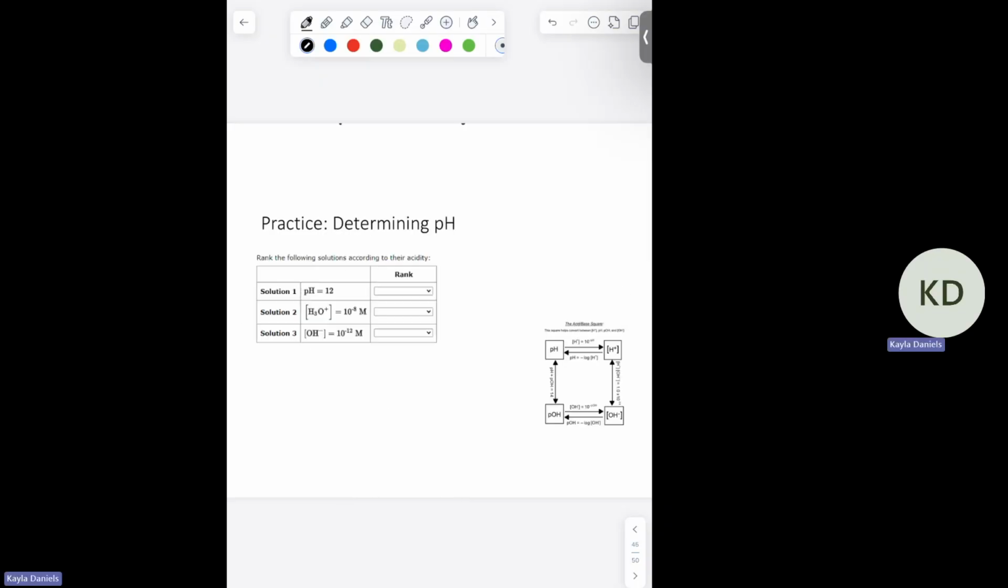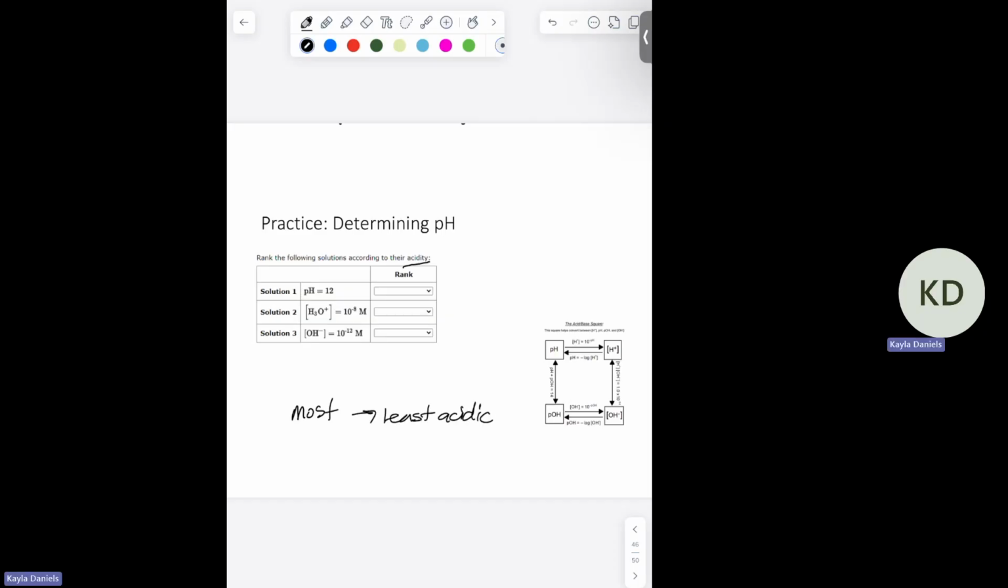All right, we have another practice slide. I will let you do this practice on your own. I'll just tell you the answers here. So you're supposed to rank them based off their acidity, like most acidic to least acidic.